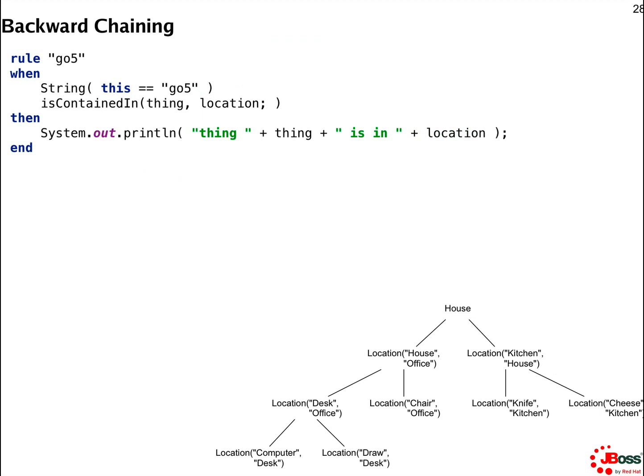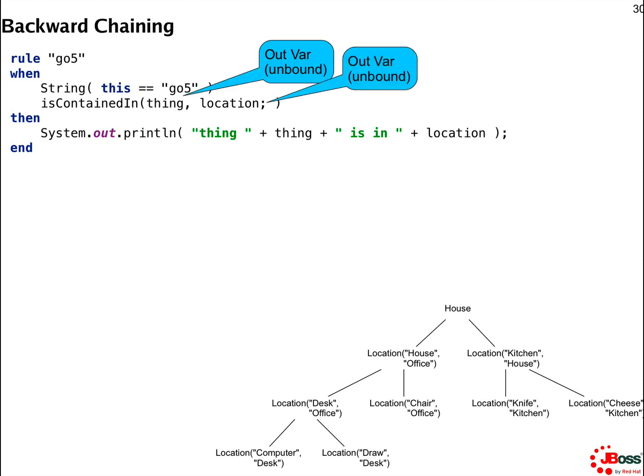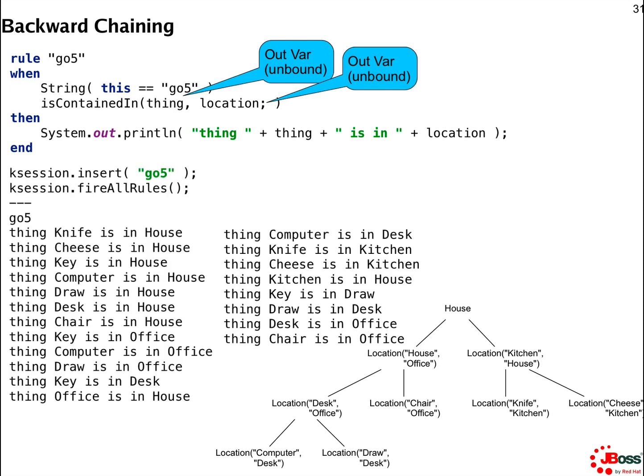Go5 is the same thing, but this time we have two unbound arguments. Thing is unbound like before, but this time so is location. So we have no bound arguments. And what this basically does, it says, tell me everything that's in everything. Go5 is inserted, just like before. Fire rules is called, and you can see the results there. I'm not going to read them all out, but if you go through it all, you'll see that everyone returns everything that's below it.